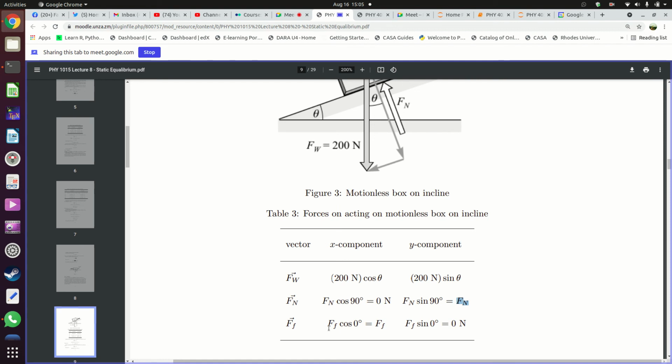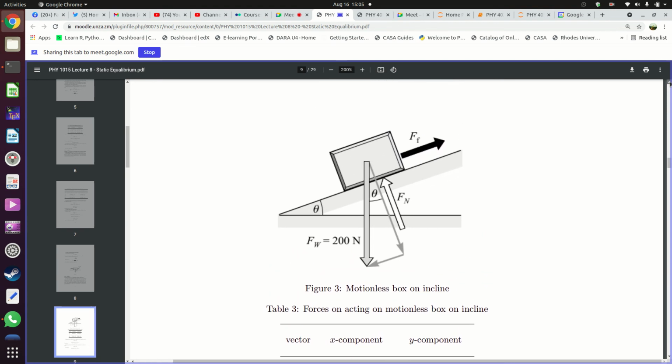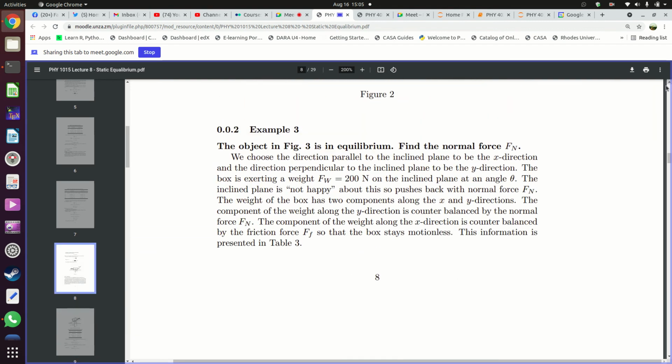These other bits, F cos 0 degrees. And what choice did I make? Okay, let me see. We choose the direction parallel to the incline to be the x-axis, and the direction perpendicular to the incline to be our y-axis.